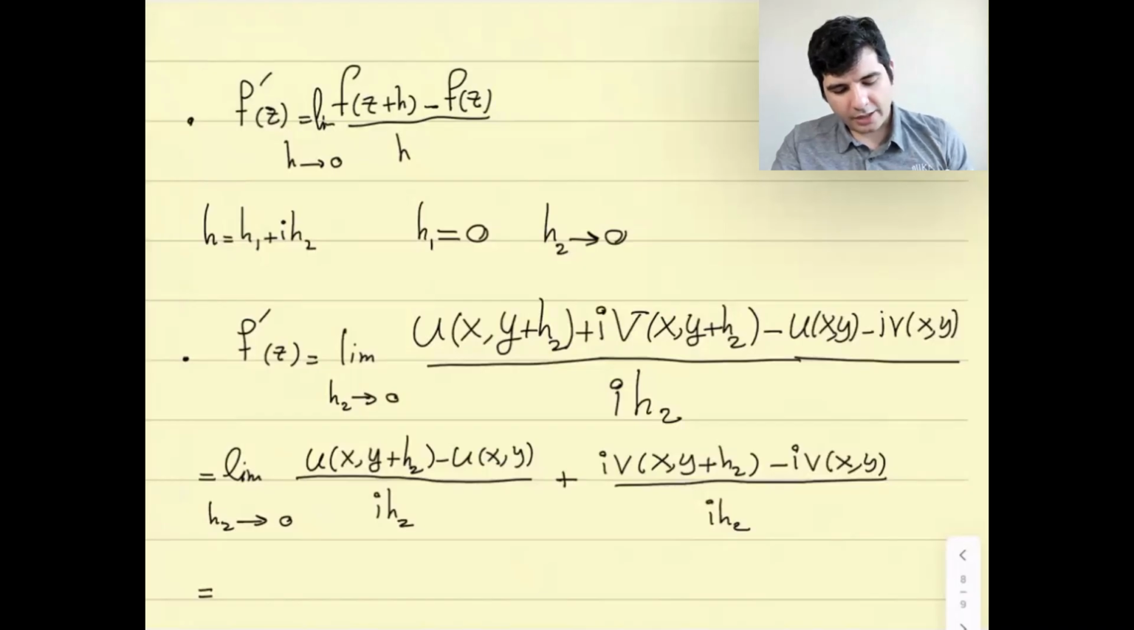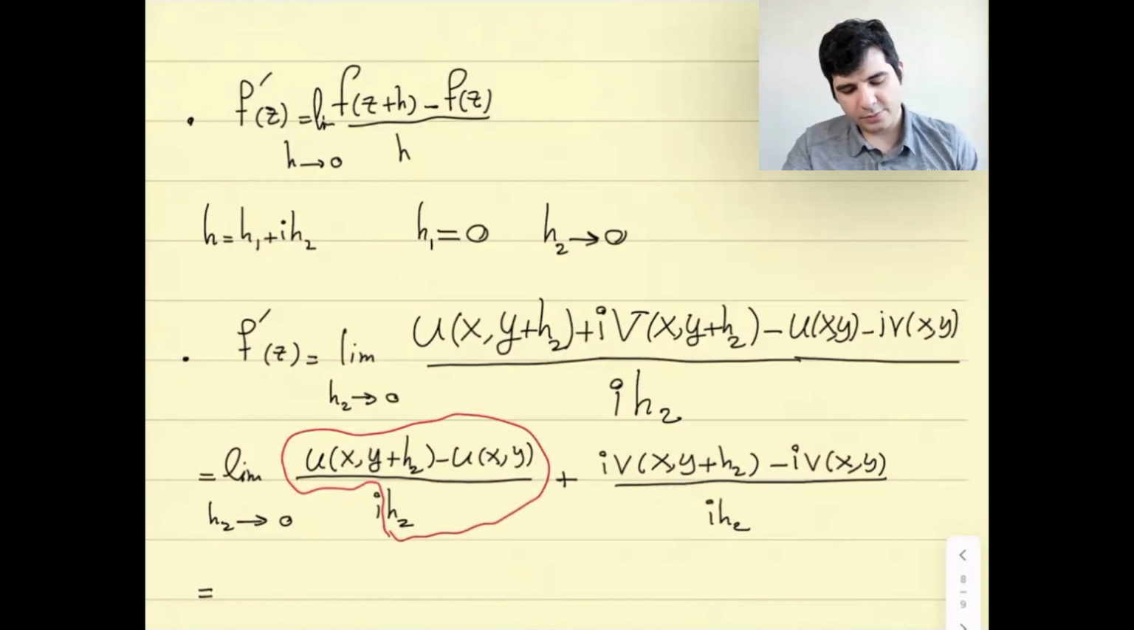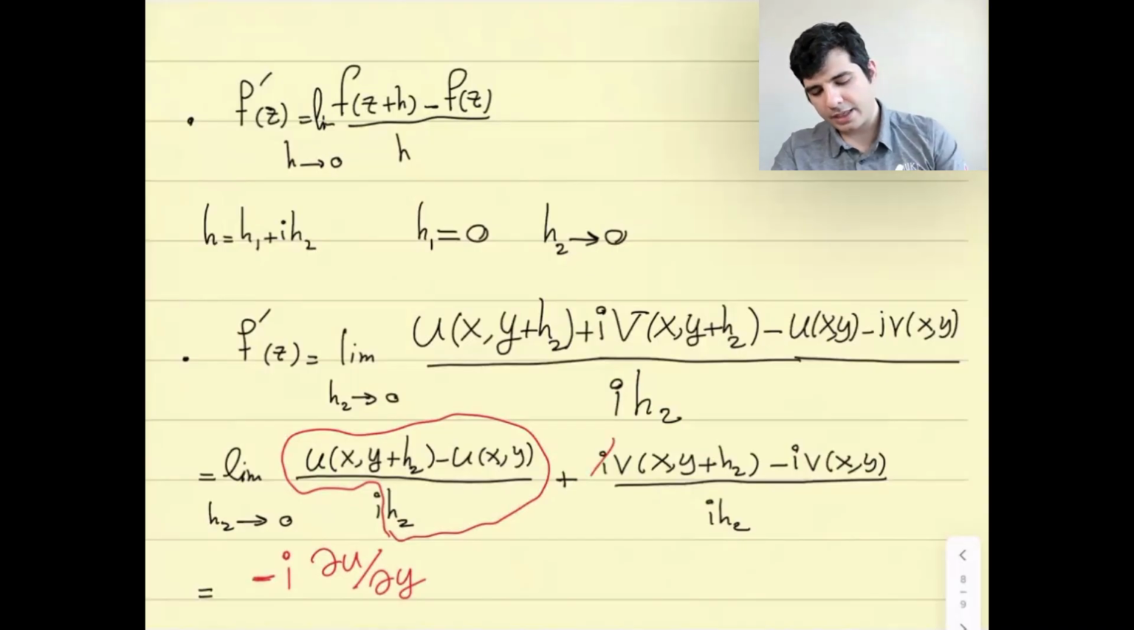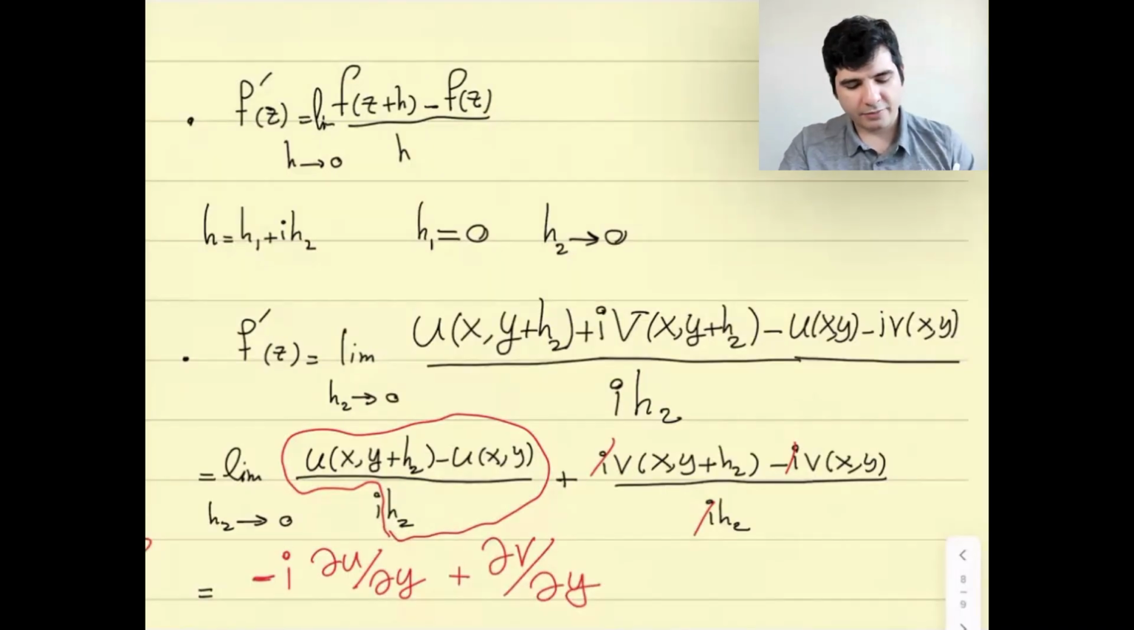So if we ignore i here in the denominator and just take the limit of this part, this would be the partial derivative of u with respect to y. We're taking the partial derivative with respect to y divided by i. So there is 1 over i here, but 1 over i is equal to minus i, right? Here we can cancel i. What remains is the partial derivative of v with respect to y. So f prime of z should be equal to this combination of partial derivatives.